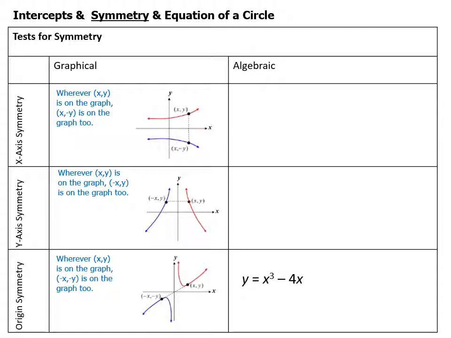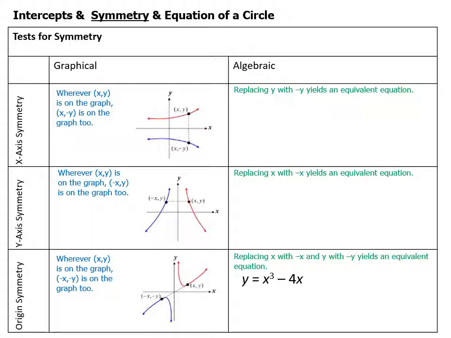Now, how we find those algebraically: for x-axis symmetry, replacing y with negative y yields an equivalent equation. For y-axis symmetry, replacing x with negative x yields an equivalent equation. And for origin symmetry, if you replace x with negative x and y with negative y, we get an equivalent equation.